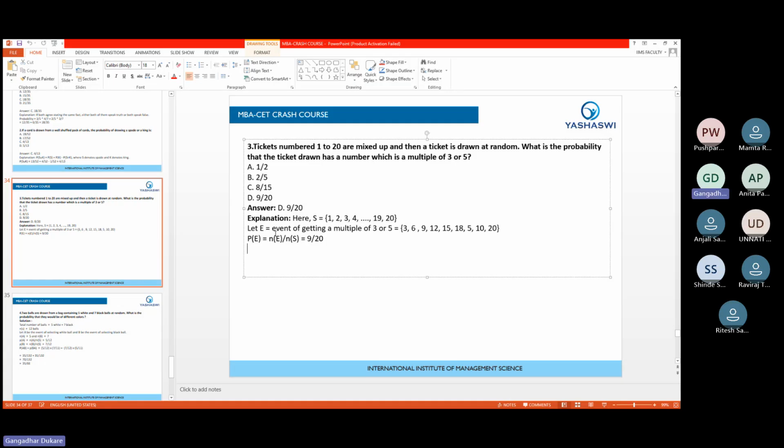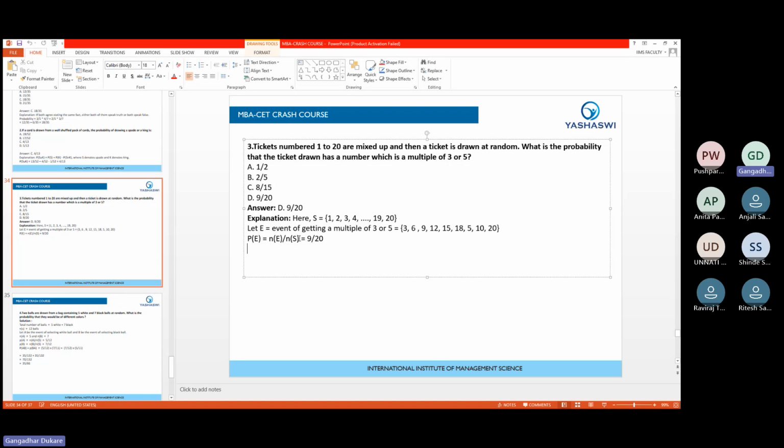So the event to be calculated is given by the values in that series which are multiples of 3 or 5. The total values are 3, 6, 9, 12, 15, 18, 5, 10 and 20. How many values are there? The total number in the event is 9. We use the formula: probability of E equals the number of events, that is how much?